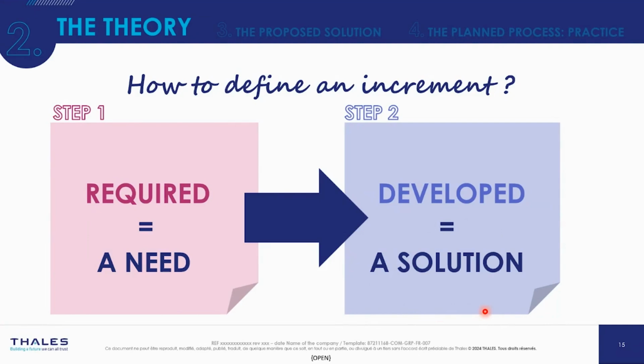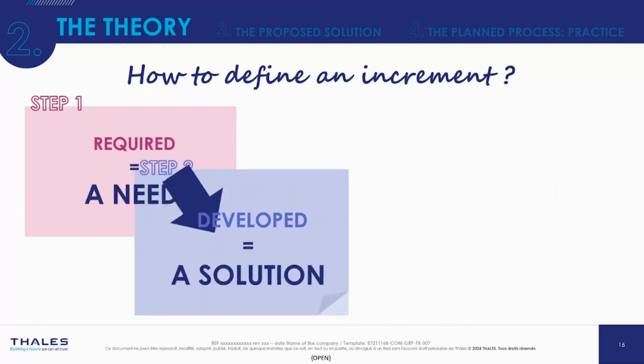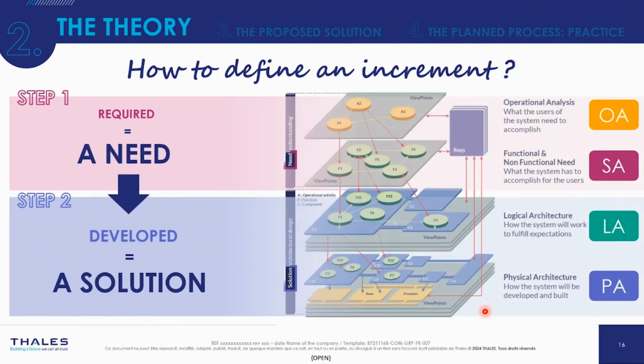If you are familiar with Capella and especially with the Arcadia method, I believe that those two words have a meaning for you. And that is normal because these are the two main categories of layers that you will find in Capella. So when you define the need for an increment, we work in the layers of need, so OA and SA.